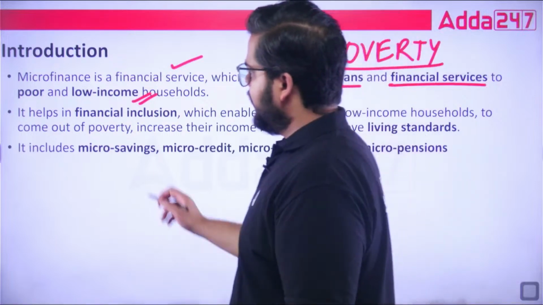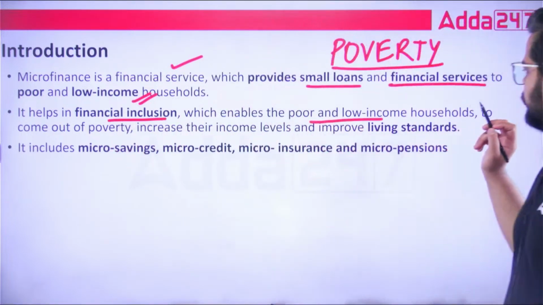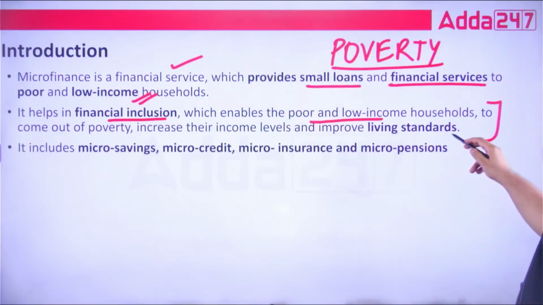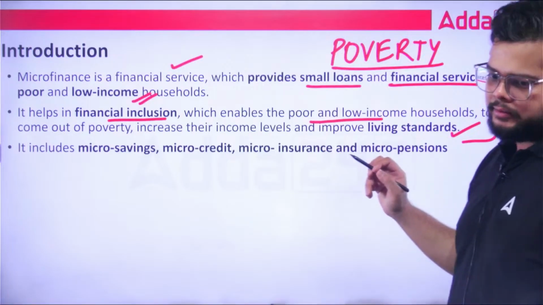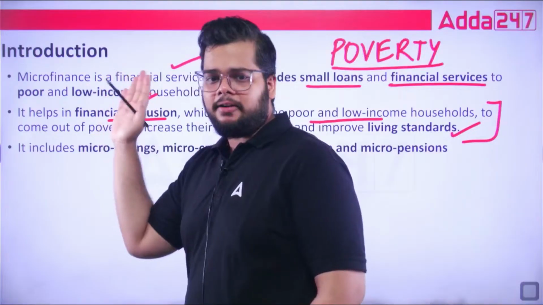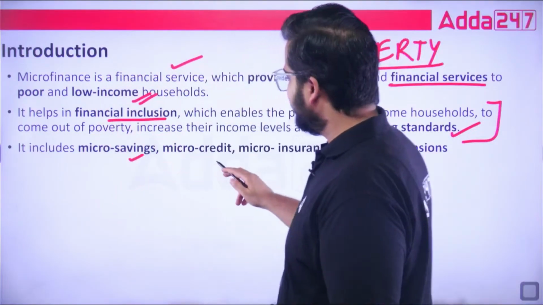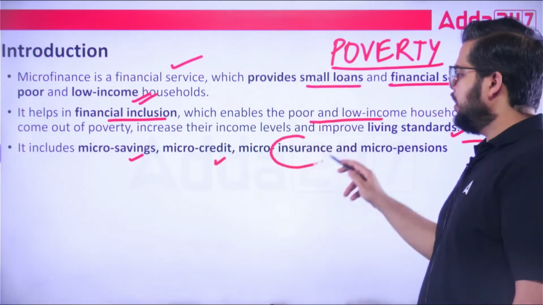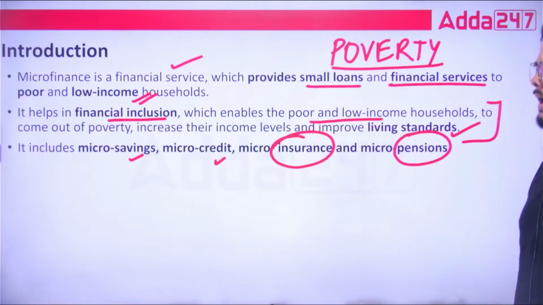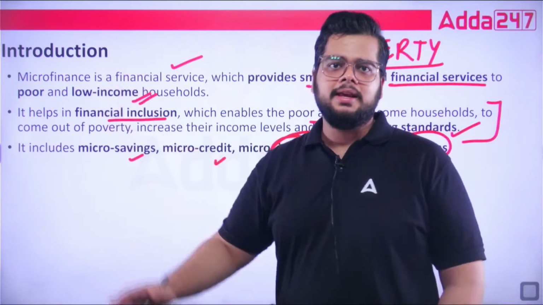Next, it helps in financial inclusion, which enables the poor and low income households to come out of poverty, increase their income level and improve their living standards. Fine. Next, the wide array of services we were just discussing not only includes savings and credit, but also insurance, so micro insurance, and micro pensions as well. All these 4 clubbed together come under the domain of microfinance.